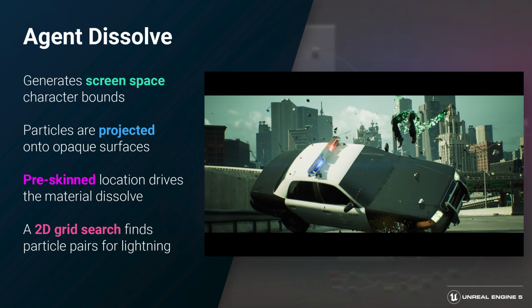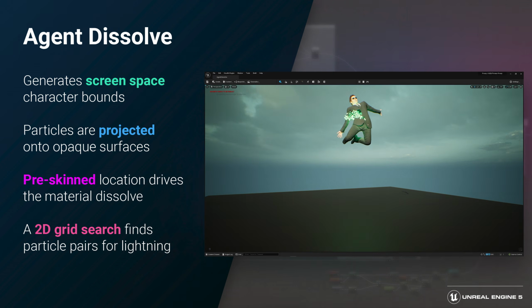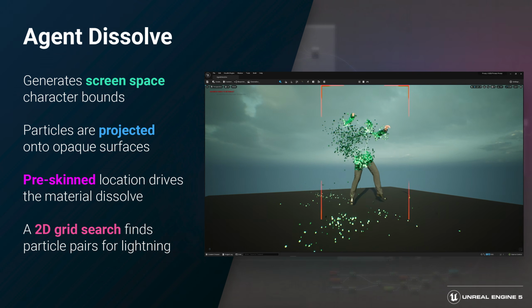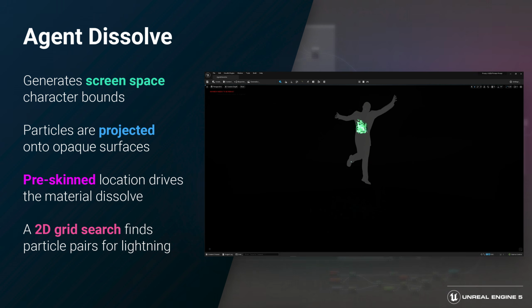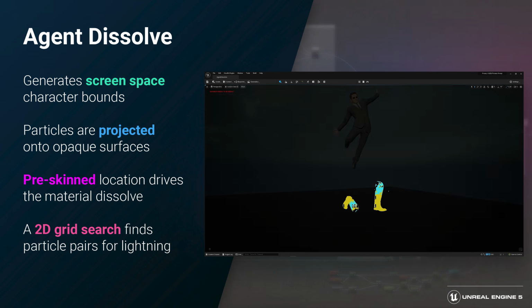Here's one last effect that I'd like to share. To dissolve agents, we first constructed a screen space bounding box around the character. Then we spawned a grid of particles on that surface. The character and a duplicate mesh were then made to render to the custom depth buffer. Each had its own stencil ID. The duplicate was used to provide a screen space dissolve mask near the edges of decay.